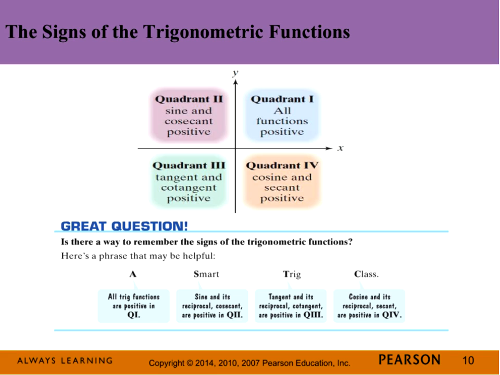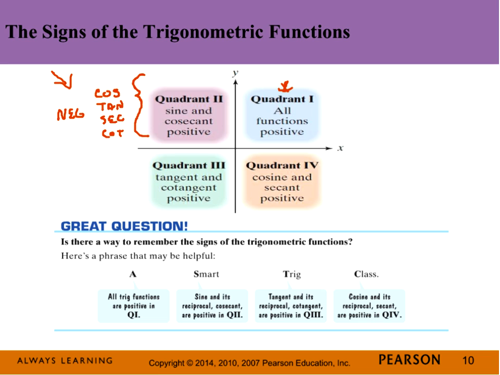Okay, so this is why we did all that work there. It was to figure out which functions are positive and which ones are negative in each of the following quadrants. So notice all functions are positive in quadrant 1. And in quadrant 2, only sine and its inverse, cosecant, are positive, which means that cosine, tangent, secant, and cotangent are all negative in quadrant 2.